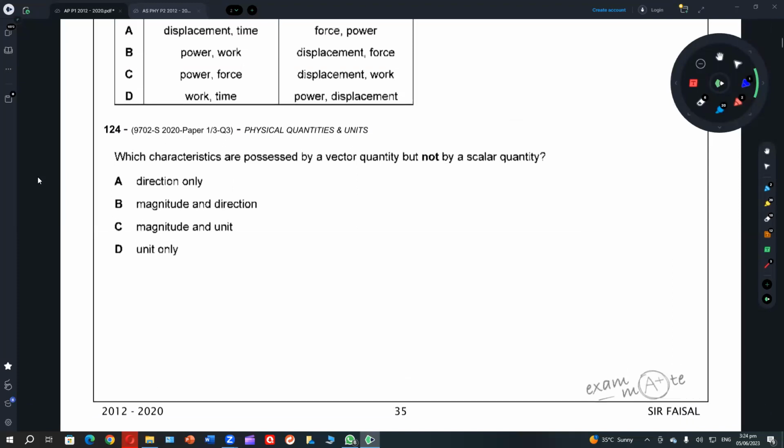Which characteristics are possessed by a vector quantity but not by a scalar? The direction only. No, because scalar has magnitude, but scalar doesn't have direction. Acha, you are right, because he's asking for a vector. Which quantity a vector is possessing and which is not possessed by a scalar, right?